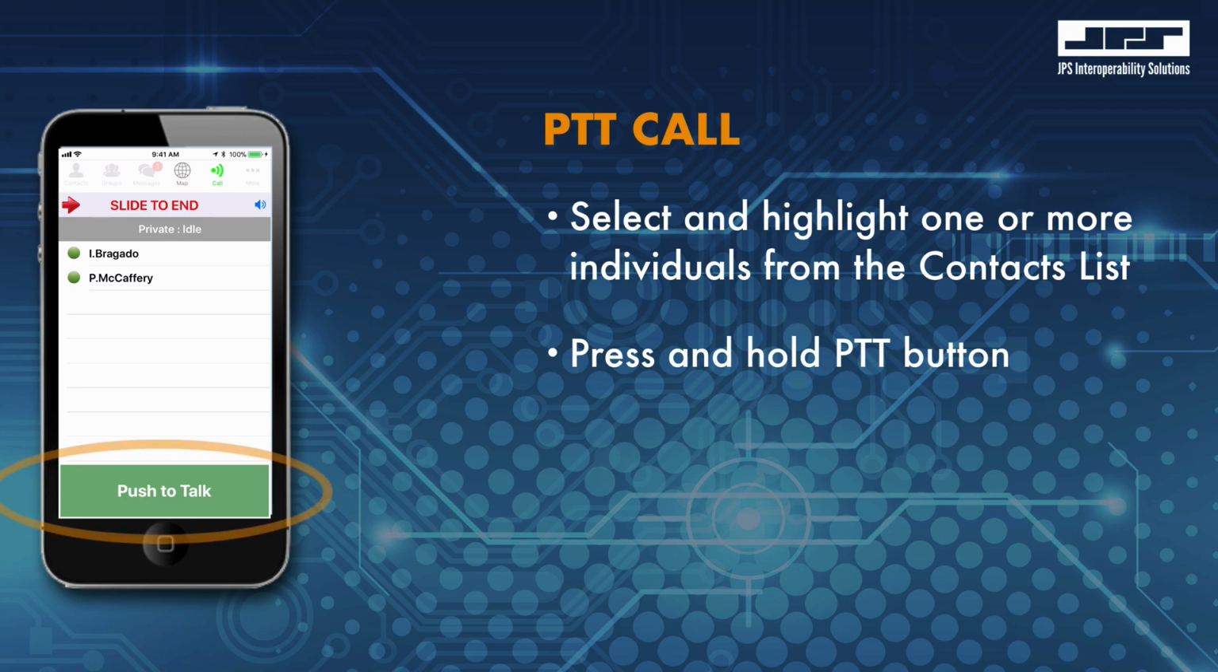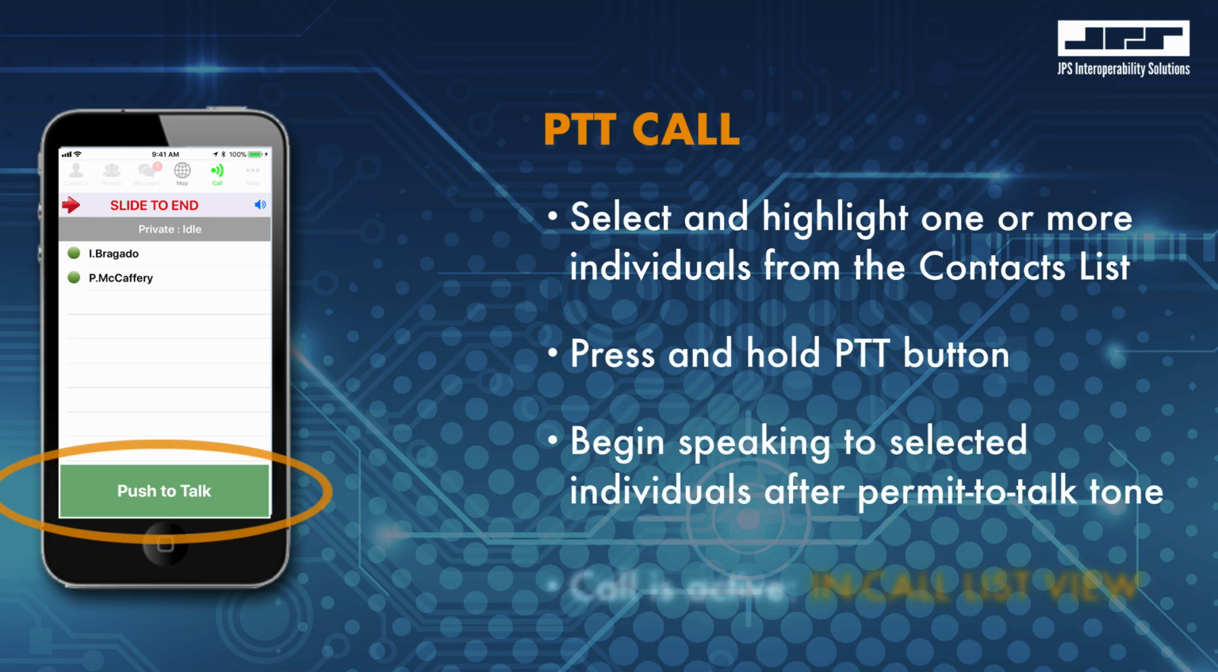Press and hold the PTT button and wait for the channel grant tone before speaking. The user or users will be notified with a similar tone. All members of the call can then begin conversing in a two-way fashion. Note that the in-call list view with the active PTT button will appear on the handsets of all members that are part of the call.